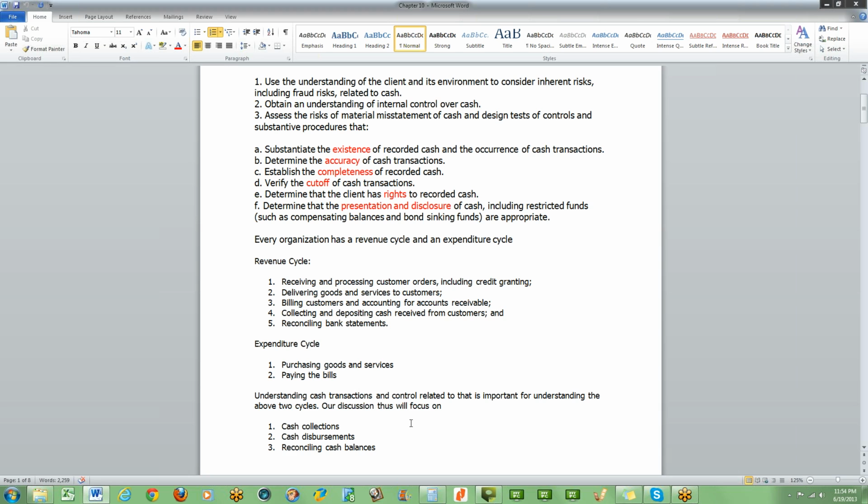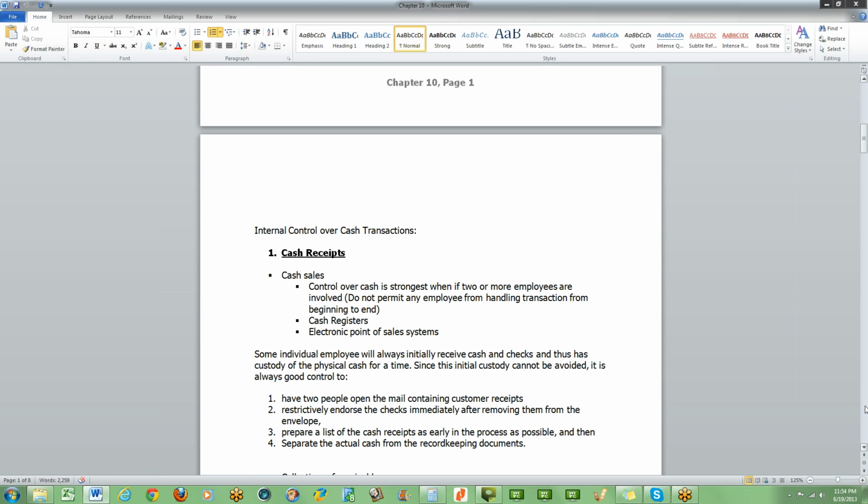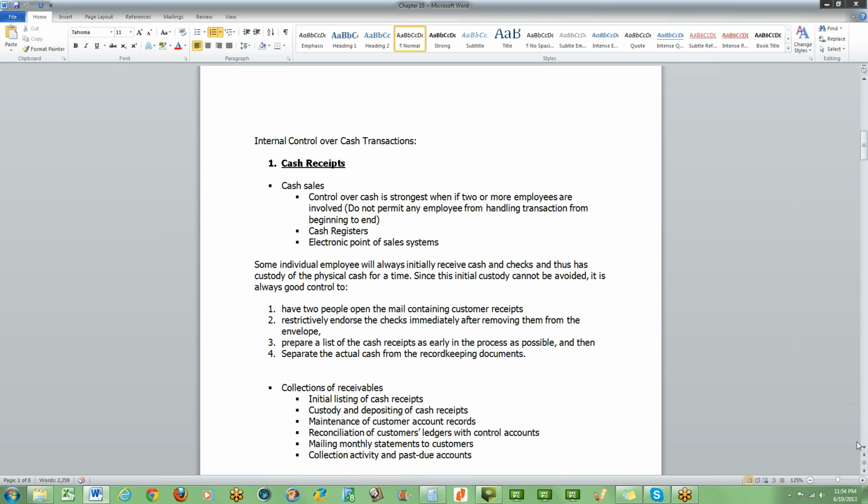And so the controls related to that: collecting cash, dispersing, and then reconciling. Reconciling cash in and cash out means doing a bank statement reconciliation. Cash receipts. Separation of duties are needed. If you are in charge of cash registers, you obviously should also not be in charge of accounting or posting those sales to the ledger. Segregation of duties.